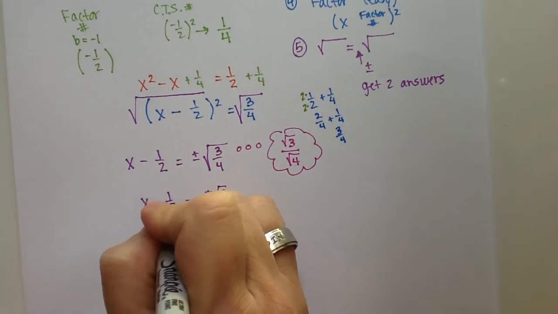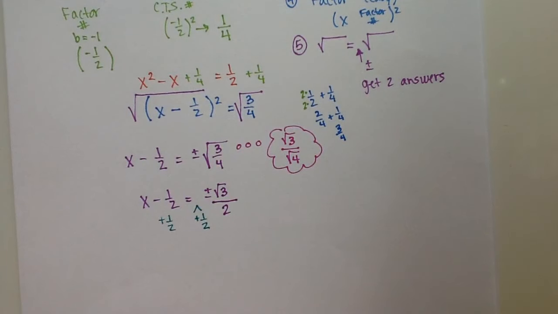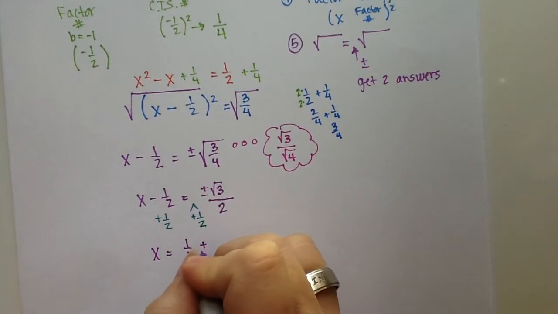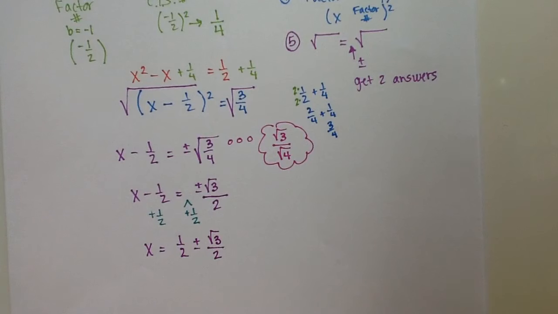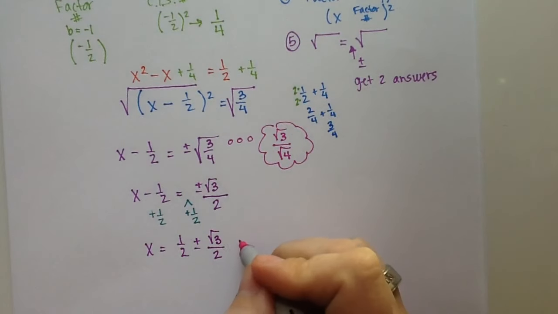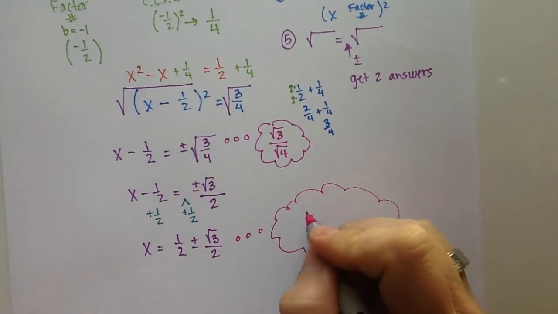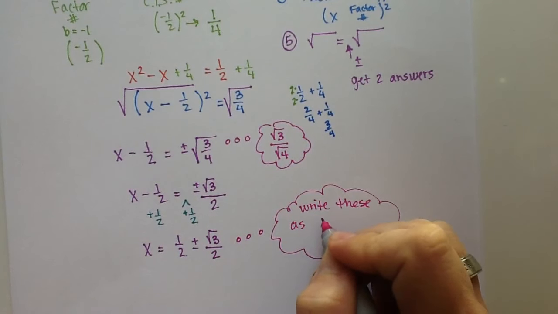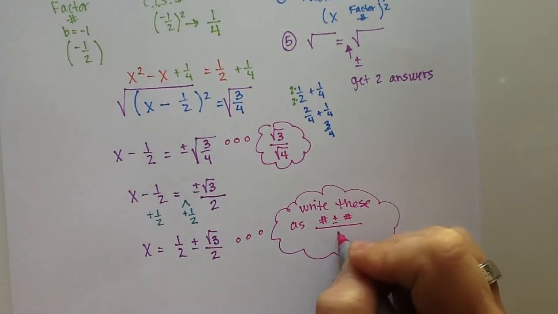So I will add the 1/2 to both sides, so plus 1/2 to both sides. And remember that goes in front of the plus or minus. So I get x equals 1/2 plus or minus square root of 3 over 2. Now when you see answers that look like that, I want you to write them as a number plus or minus another number and then all over a common denominator.